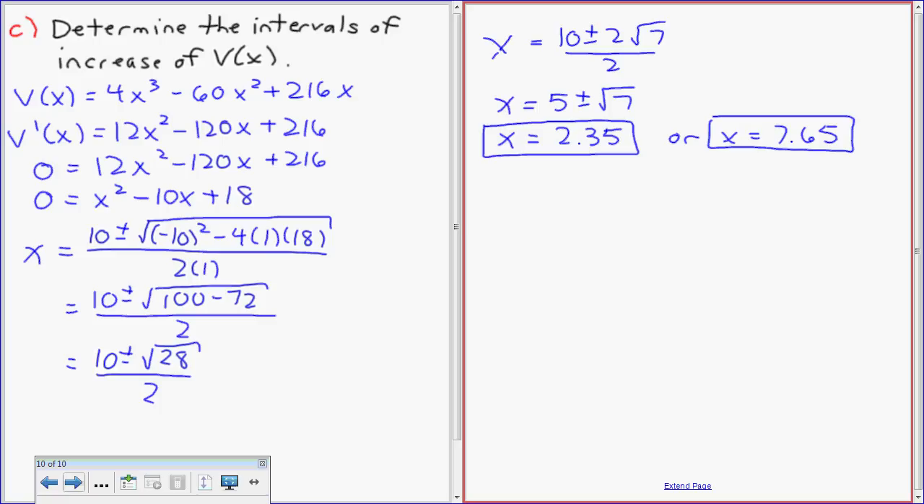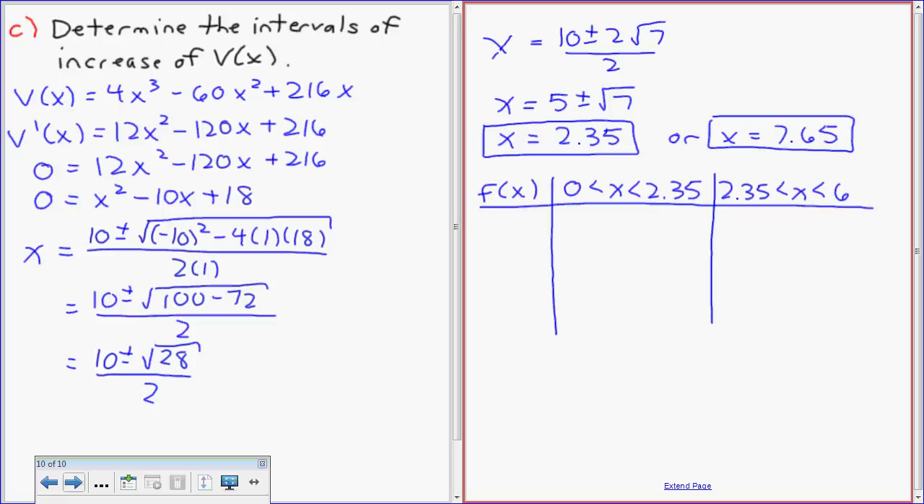What can I do with 7.65? I'm going to just make it disappear. Why do I make 7.65 disappear? It's greater than my domain, so this one's out. Okay. So I'm going to make my chart and say 0 is less than x is less than 2.35, and then 2.35 is less than x is less than 6. I'm allowed to do that because my domain was just 0 to 6, right?